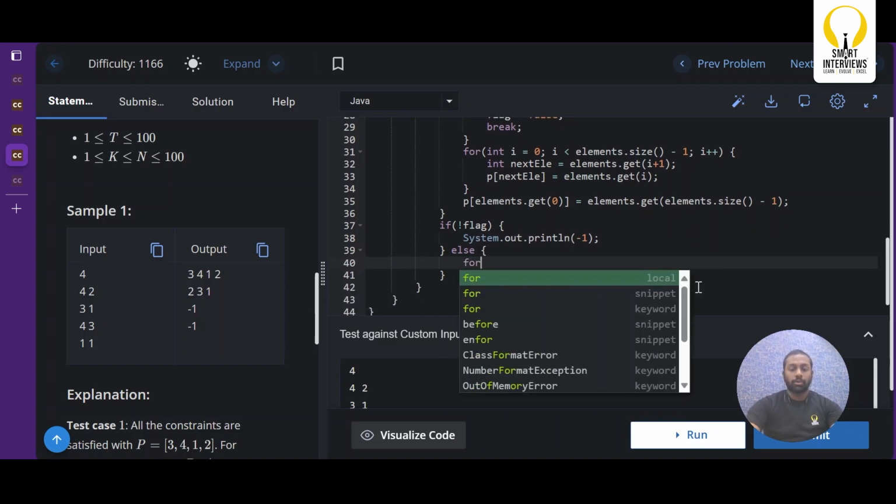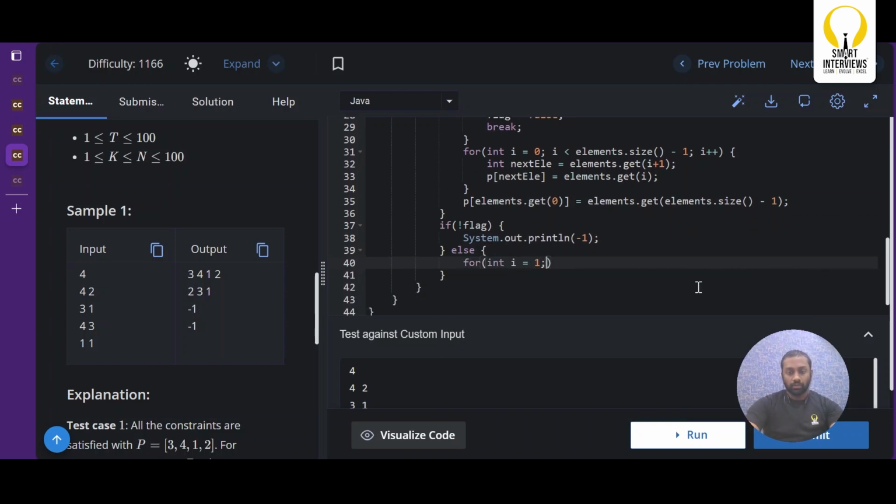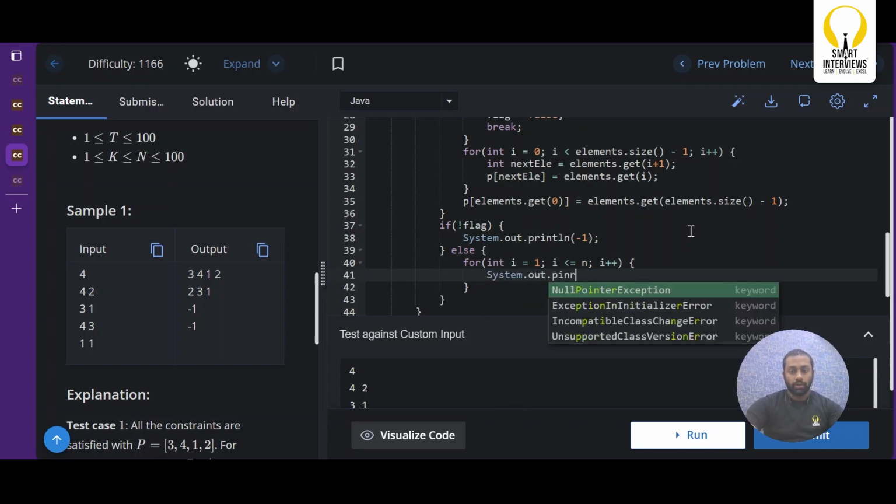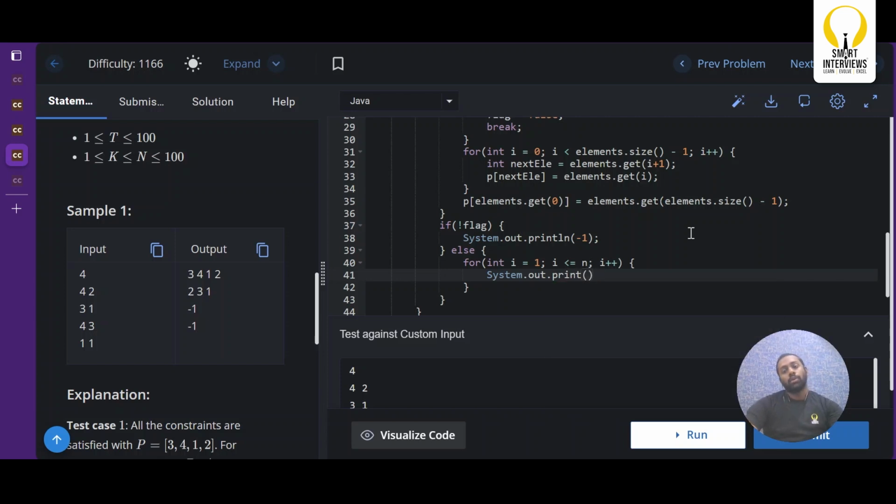Otherwise I'm going to print the permutation. My permutation is starting at 1 index, if you remember right. And to make this happen only, we took the permutation array of size n plus 1. So System.out.print, not println, print elements, p of i, p of i plus a space. And once all the elements are printed, a println at last.